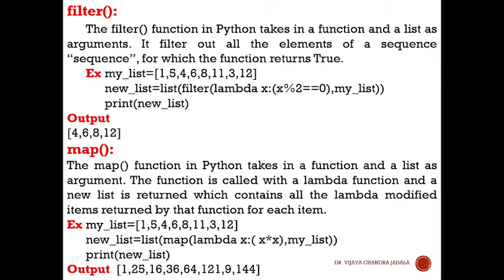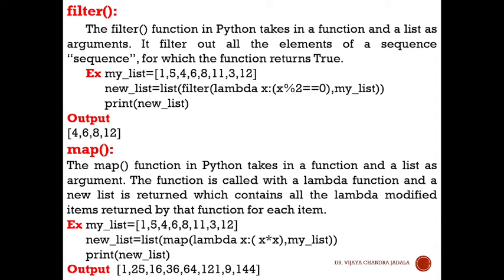New list equal to list of filter lambda x: x % 2 == 0, my list. That is, modulus of x with 2 equal to 0 means the remainder, when we divide the x value by 2, should be 0. That means for all even numbers the remainder will be 0, and for odd numbers the remainder will be 1. So we are segregating, or separating, the even numbers.